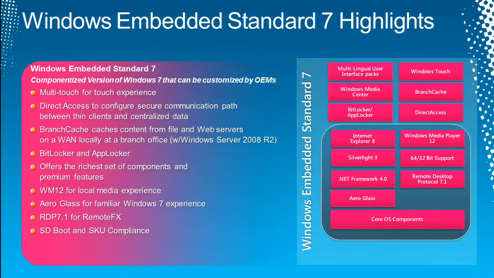Multi-touch is one of them, especially as OEMs are looking to build new thin clients that have touch enabled. DirectAccess and BranchCache are great features from Windows 7. Those require Windows Server 2008 R2. So if you already have that infrastructure built in, it's great to be able to take advantage of that. Additionally, BitLocker, AppLocker, which I'm sure everyone's fairly familiar with at this point in time.